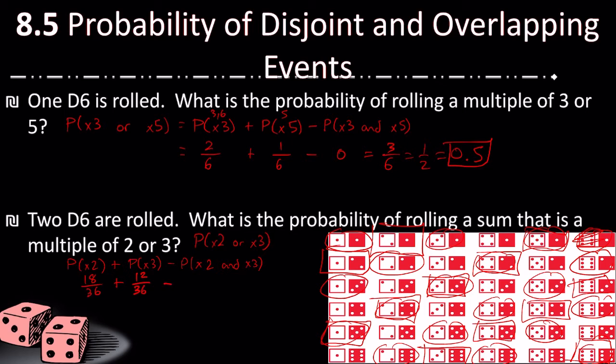Minus multiples of 2 and 3. Well, which ones do we circle twice? Well, those: 1, 2, 3, 4, 5, and that one down there, which is 6. So we counted 6 of them twice, so we subtract them. And we end up with 24 out of 36, which is 2/3 or 0.67.